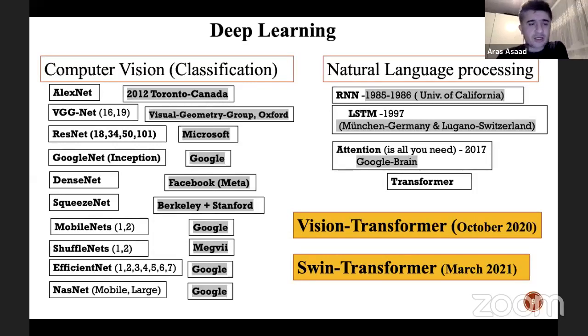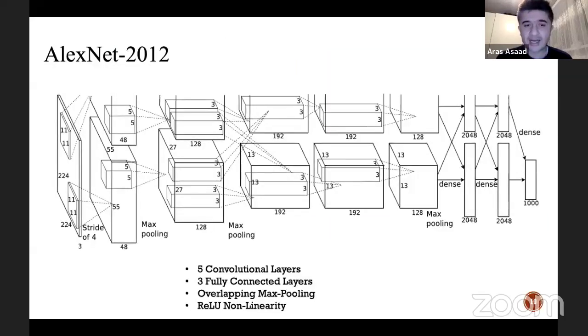I'm going to take you through AlexNet to SqueezeNet, just to show you how these ideas have been developed and progressed. And then straight away, I will go to vision transformers and Swin transformers and what the difference is, because these are the state of the art ways of designing deep learning models for classification in general and segmentation.